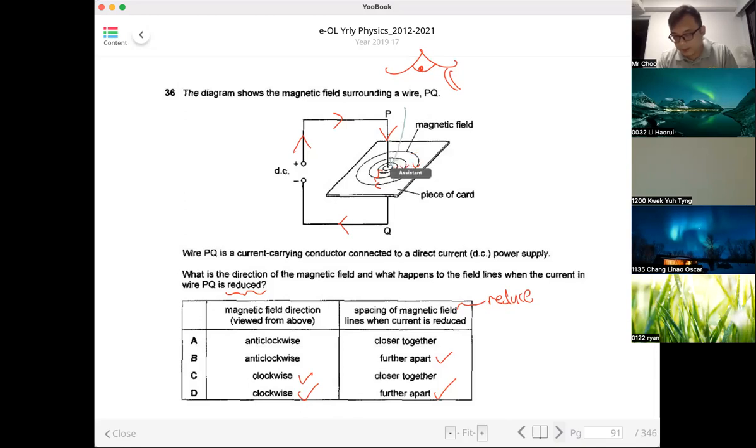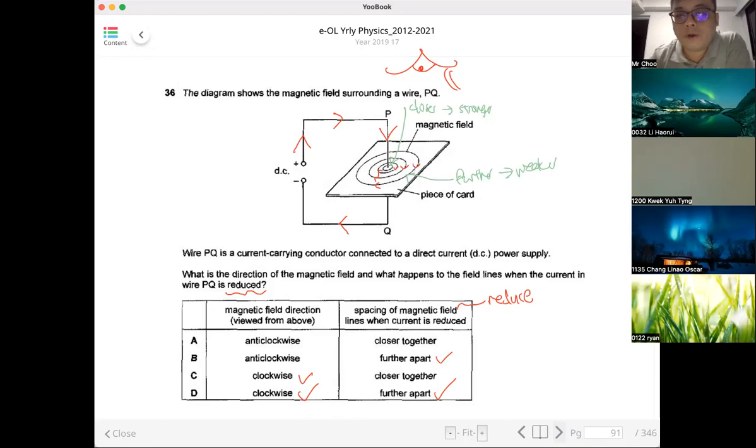Inside here is closer, so stronger. Then on the outside is actually further away, so therefore it means weaker. Can you just imagine when they are close together, it's like there are more rubber bands, so it's actually stronger. When it's further apart, there are fewer rubber bands, so therefore it's weaker.